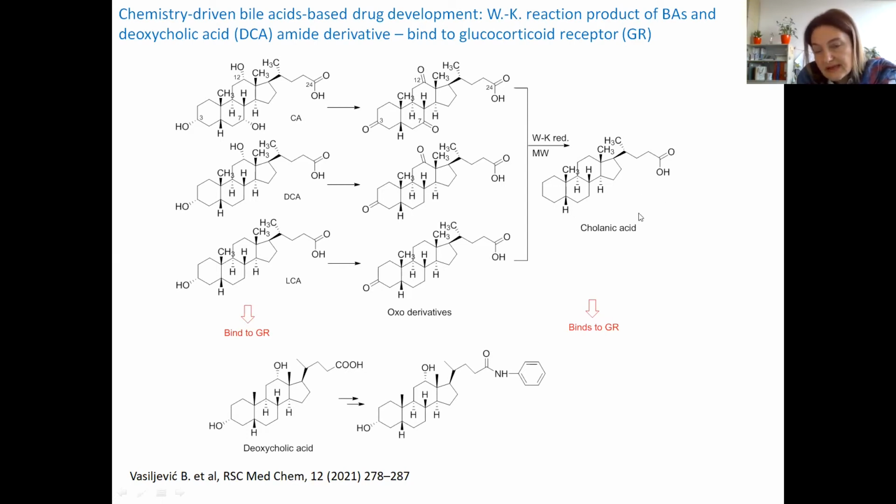So this is holanic acid, synthesized by Wolff-Kishner reduction in microwave-assisted synthesis from bile acids via free oxo derivatives of these bile acids. This compound also binds to the glucocorticoid receptor, and many amides also bind to the glucocorticoid receptor. It is very important that many compounds can bind to some receptors, but the effect in the organism should be tested further.